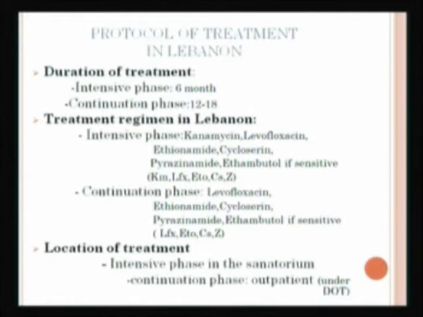Protocol of treatment in Lebanon. Duration of the treatment, intensive phase 6 months, continuation 12 to 18. The regimen in the intensive phase is kanamycin, levofloxacin, ethionamide, cycloserine, pyrazinamide, ethambutol, if sensitive. Continuation phase, all without injectable kanamycin. Location of treatment, we treat the initial intensive phase in the sanatorium, and the continuation phase as outpatient, under DOTS.